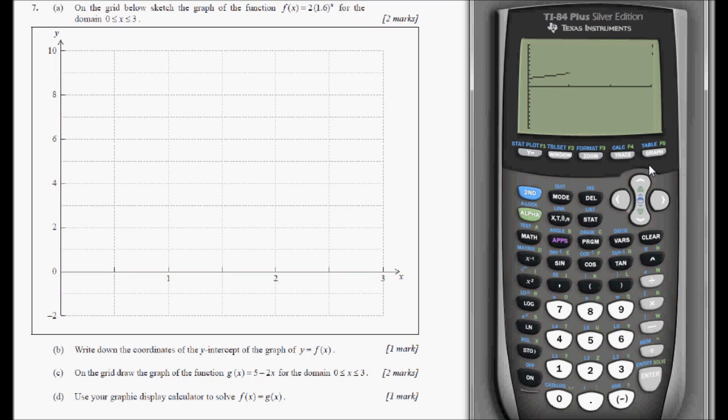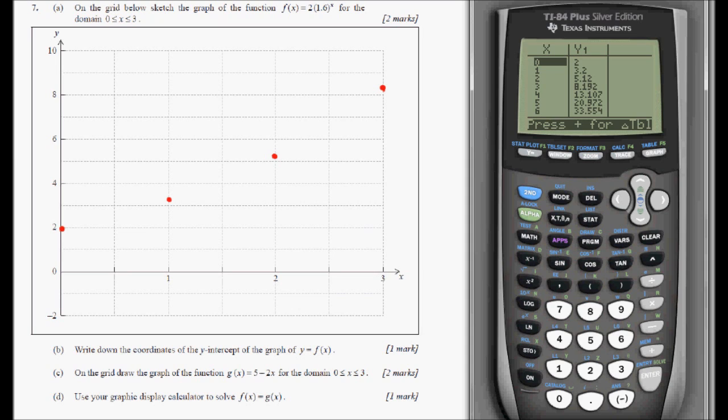It's going to be an exponential function, so you see that it's slowly rising there. Now, what they want us to do is sketch that. Sketching, they're going to want the y-intercept, so I'm going to go to the table. I see 0 is 2, 1 is 3.2, 2 is 5.12, 3 is 8.19. So what I'm going to do right now is go ahead and plot those points.